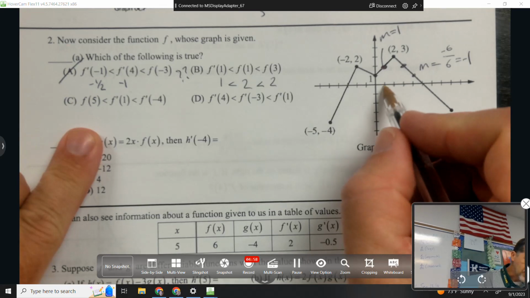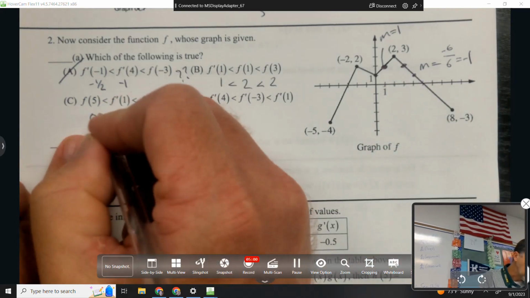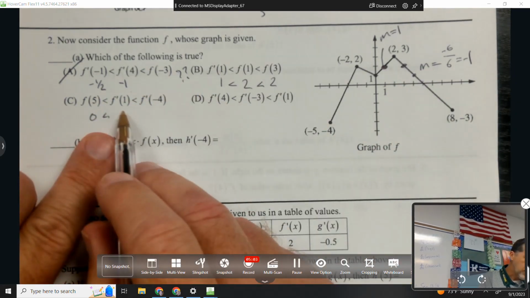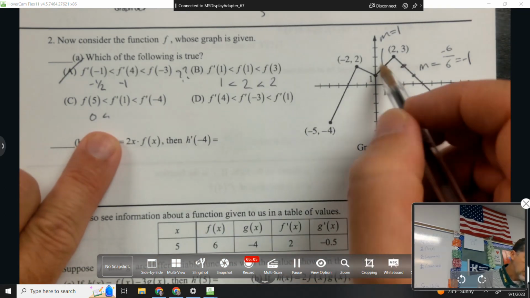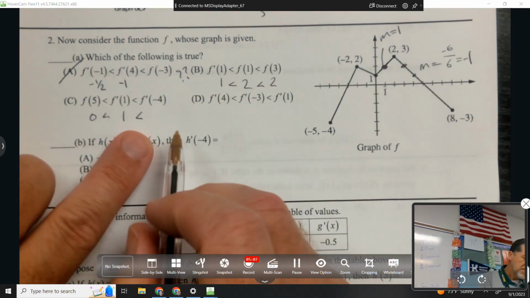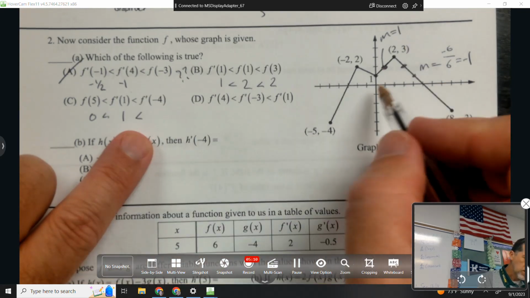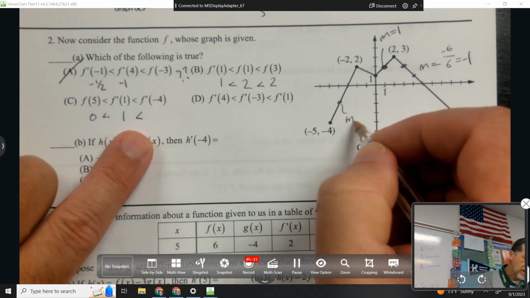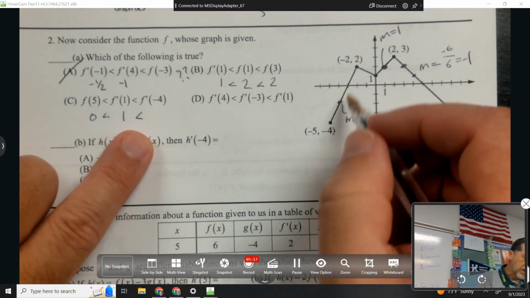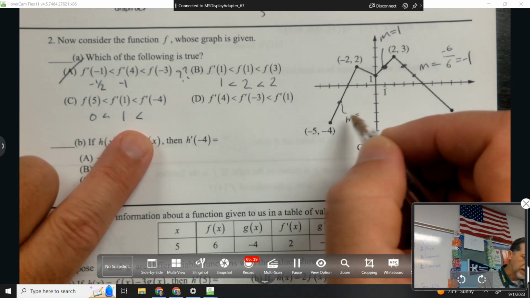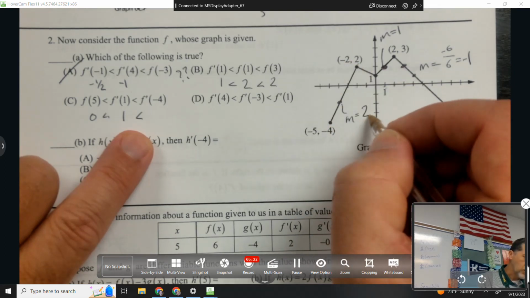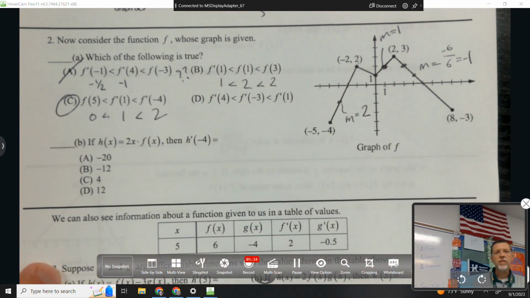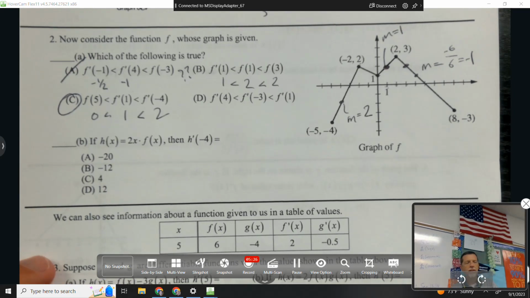F of 5 is 0. F prime at 1 is 1, and f prime at -4, the slope of this line, looks to be more than 1. That's a steep slope. That's up 6 over 3, so that slope is 2. So it's C. Nothing new, just slow down and understand what they're asking for.